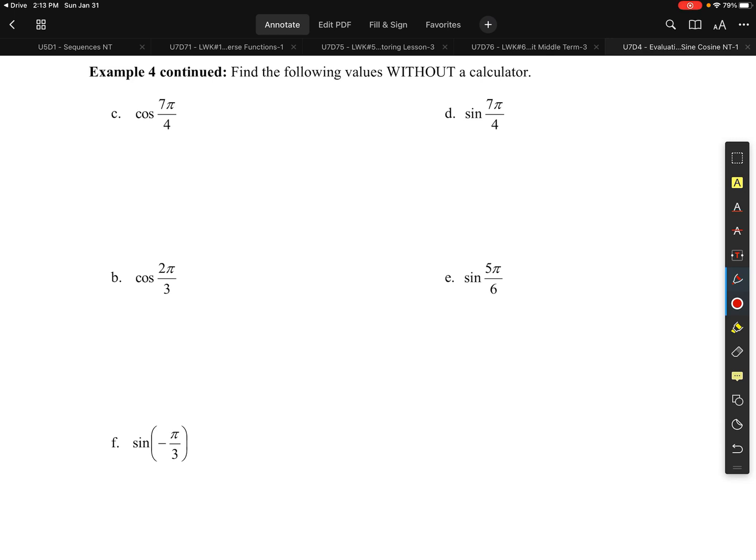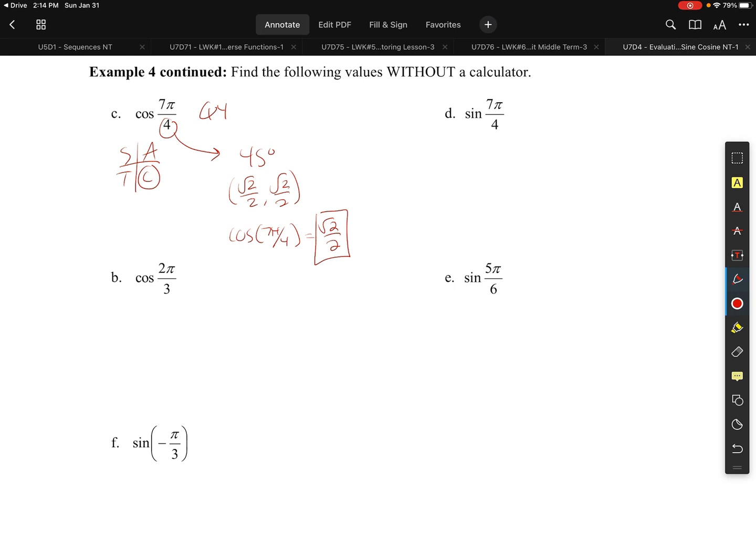Okay. All right. I'm in quadrant 4. ASTC. I'm there. Divide by 4 tells me I'm focused on 45 degrees, and the point rad 2 over 2, comma, rad 2 over 2. All right, so cos 7 pi over 4 equals rad 2 over 2. It's positive because in that quadrant it is positive.